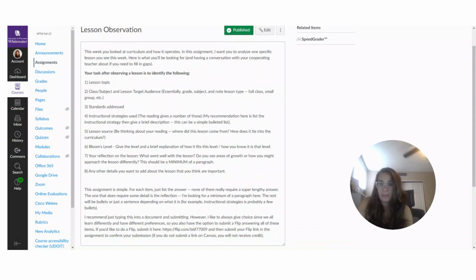The lesson source. Where did the lesson come from? Did it come from the curriculum? Did the teacher write it? Was it a build off of the curriculum? Was there, let's say, maybe a start of a lesson and this is a continuation? Give us that information.